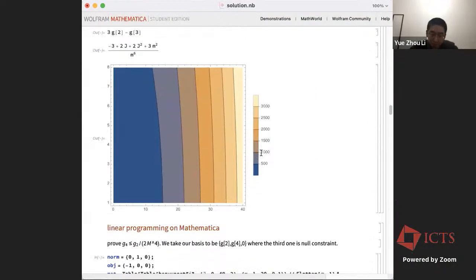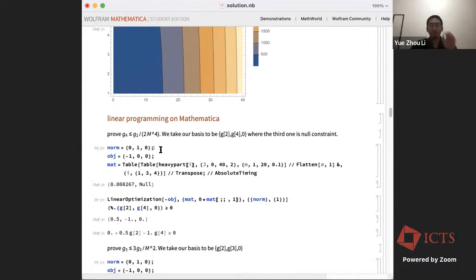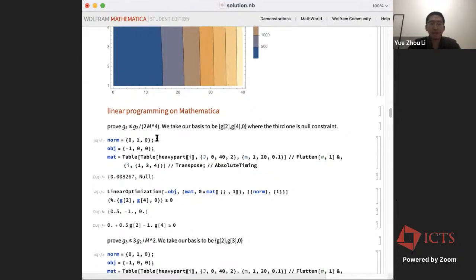Okay, let's see how Mathematica looks. Now let's really look at this problem by using Mathematica. For this simple example, just like I introduced before, you have a vector G2, G4, and 0, and you want to prove this bound, for example. And then what should we do?